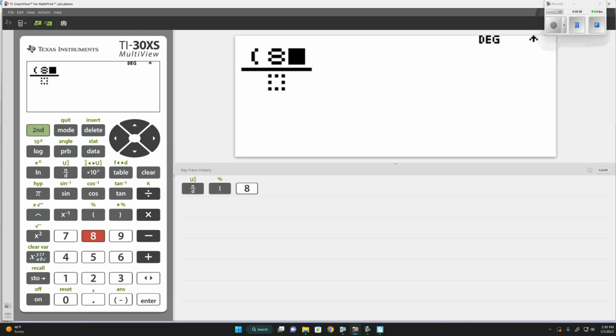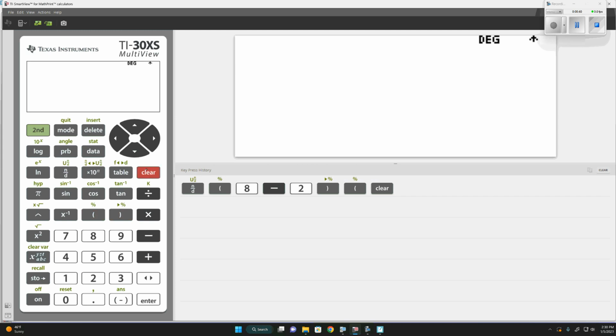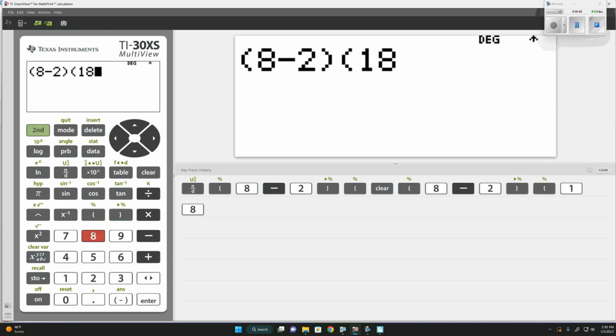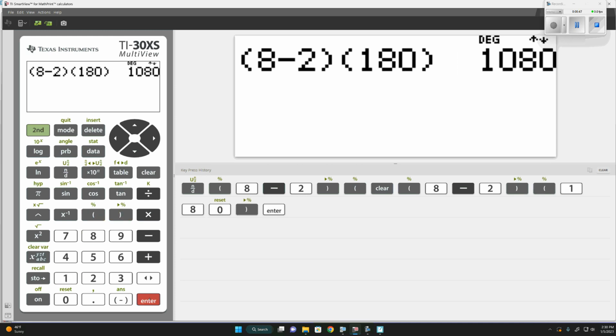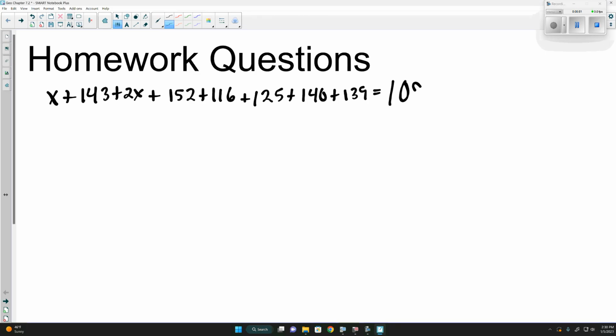So that's going to be our 8 minus 2 times 180, which is 1,080. So we needed that to figure out the sum of the interior angles. Now at this point here, we can add our like terms together.